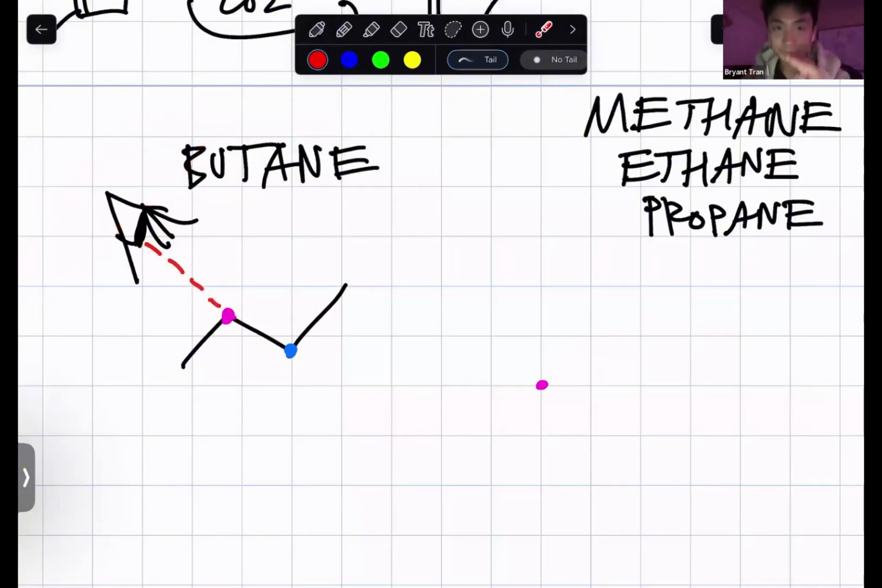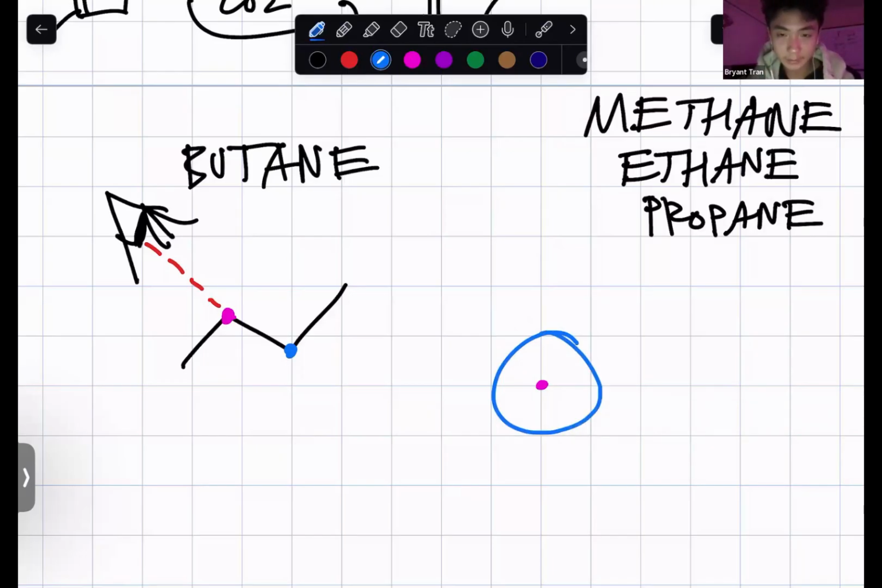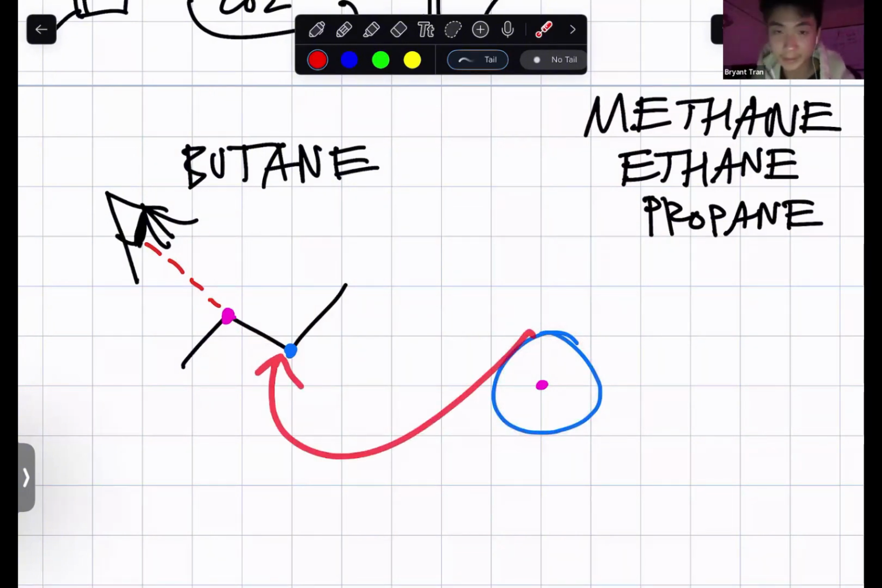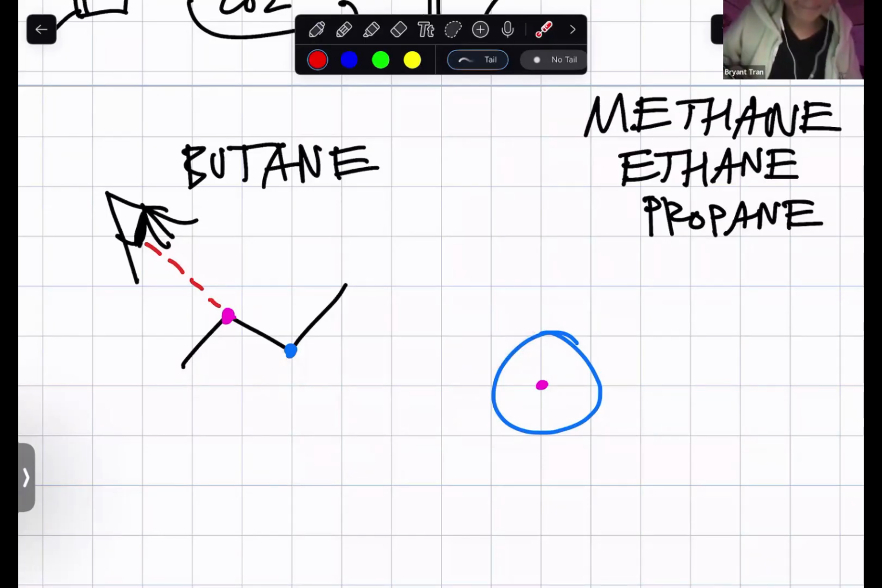Now, I'm going to draw a blue circle behind the pink dot to represent this blue carbon. So the carbon behind the pink dot is going to be this blue circle. That blue circle represents this blue carbon right here.